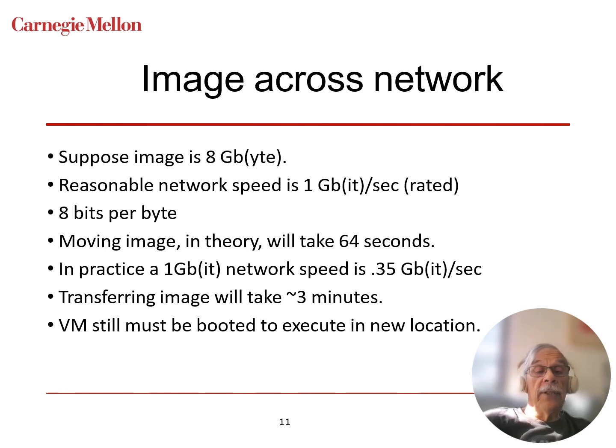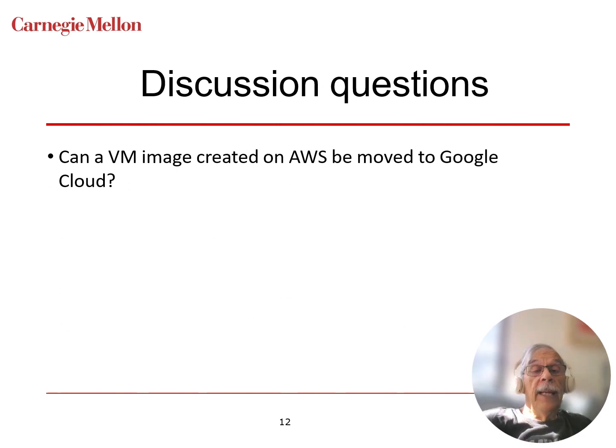It turns out that networks don't run at their rated speed. They run around a third of the rated speed. And so actually transferring an image takes around 3 minutes with that speed of network. And then you still have to boot it. So that takes some time too. And so one discussion question: can a VM image that you created on the Google Cloud be moved to the AWS cloud or vice versa?